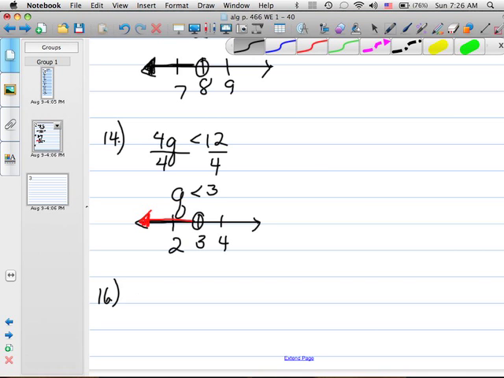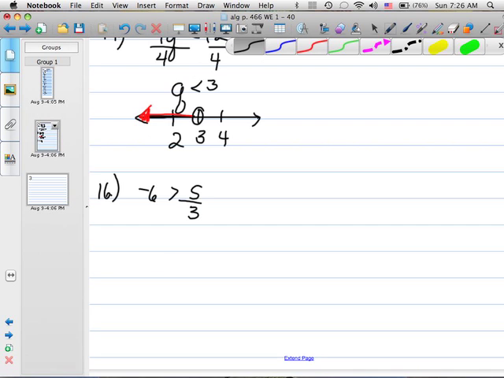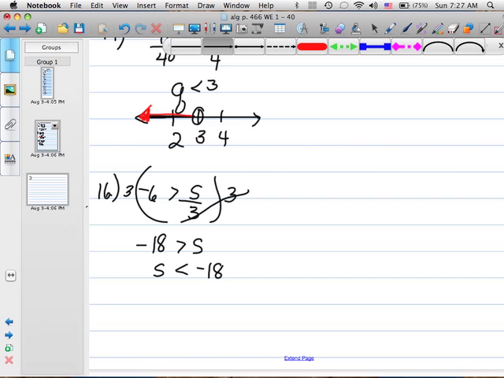Number 16, we have -6 is greater than s divided by 3. Solve for s, we need to multiply both sides by 3. So we get -18 is greater than s. To correctly graph this, we need to put the variable first. So if -18 is greater than s, s is less than -18. You have to turn these inequalities around so the variable is first so you graph correctly.